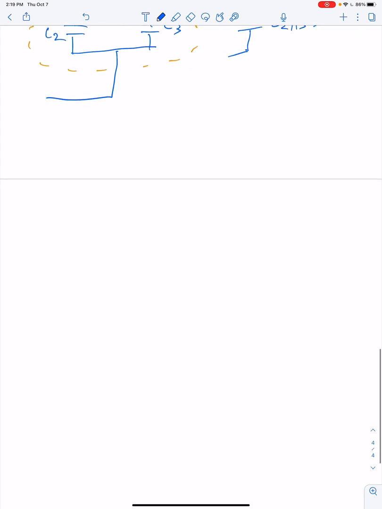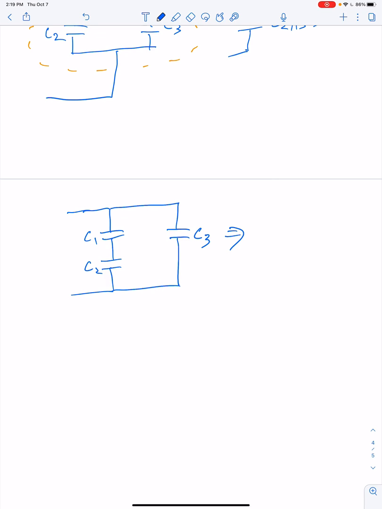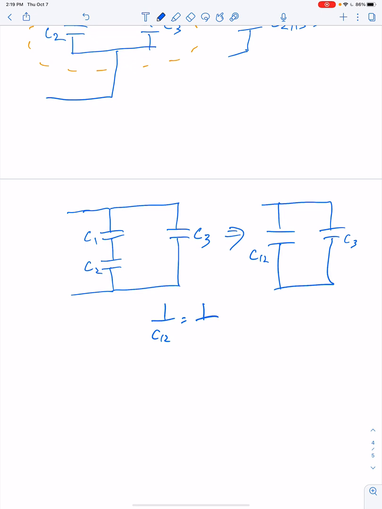On the other hand, I could have a setup that looks like this. I might have a capacitor here, a capacitor there, and this whole thing in parallel with C3. Let's say here's C1, here's C2, here's C3. I want to find the equivalent capacitance. Now I can replace this with a single capacitor, which is going to be C12, and here is C3. The C12 is a series combination, so we'd say 1 over C12 equals 1 over C1 plus 1 over C2. And finally, our equivalent capacitance is C12 plus C3.